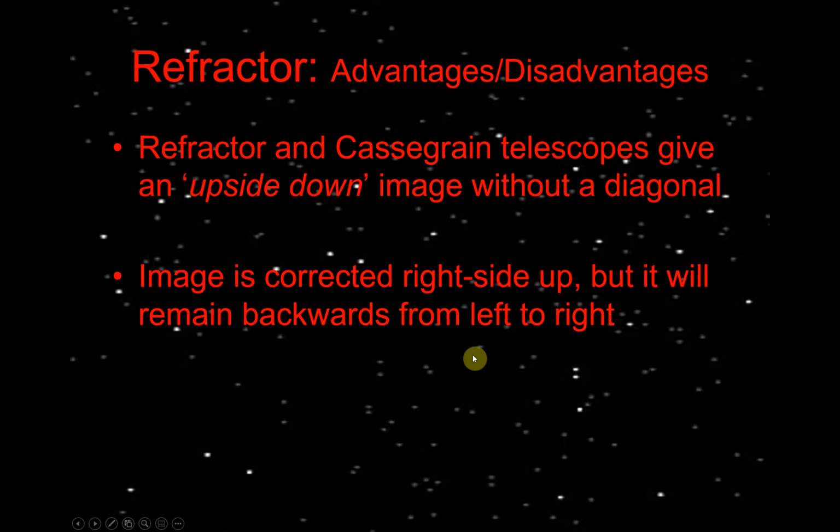So there's a couple of disadvantages to the refractor. One is very big refractors need to have all of this infrastructure to make them work. Refractors and Cassegrain telescopes also give you an upside down image unless you correct them. It's easily corrected with another mirror, but that means introducing another mirror to your optical device. So refracting telescopes will often give you an upside down image, or it will be the right way up, or will be reversed from left to right.